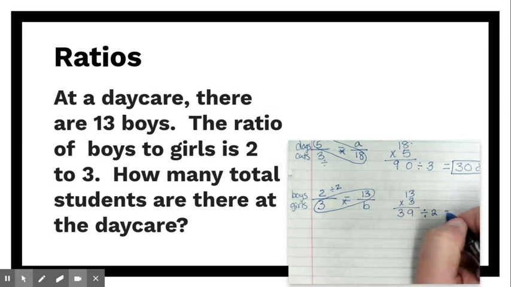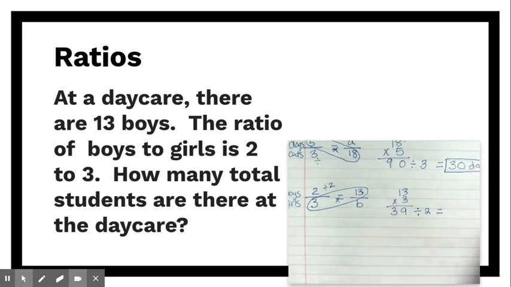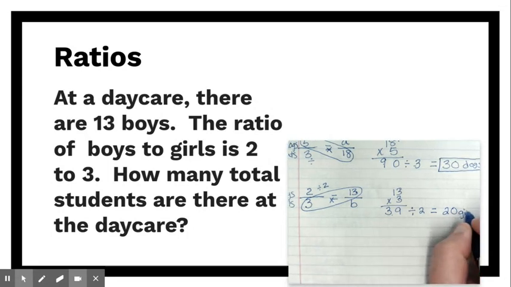Okay, we're going to round this. So let's pretend that's 40. 40 divided by 2 would be 20. Okay, so there's 20 girls.